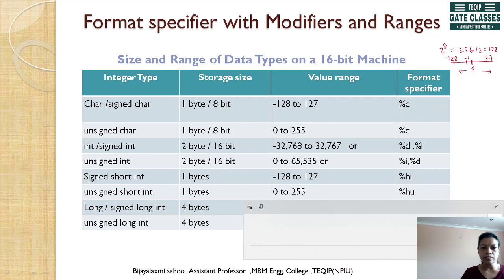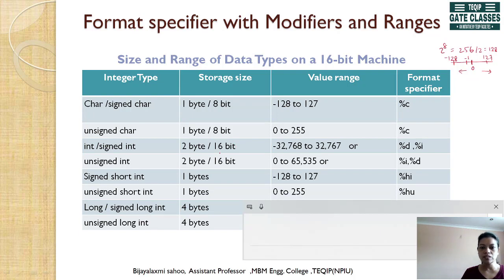Then coming to integer, another basic data type. In integer, we can write simply int, or we can write signed int too. Whenever the term signed appears, remember that it has both a positive range and a negative range. Integer occupies 2 bytes of memory. 2 bytes is equal to 16 bits, so we can represent 2 to the power 16 numbers.